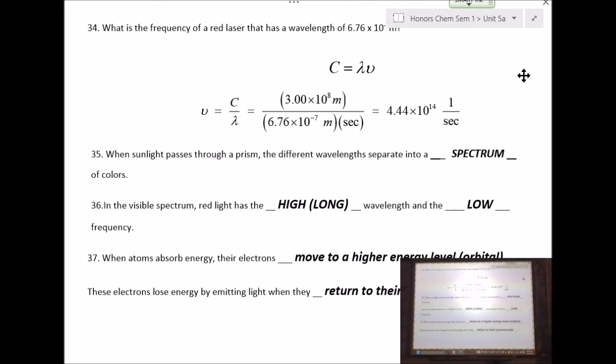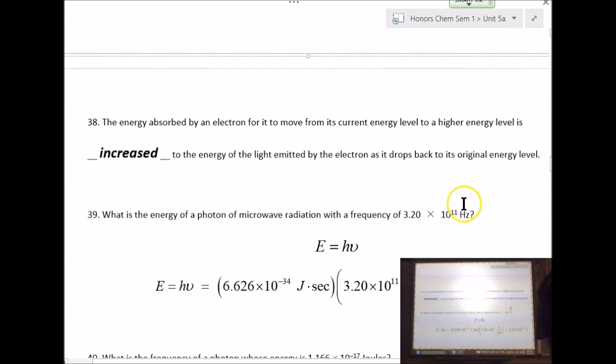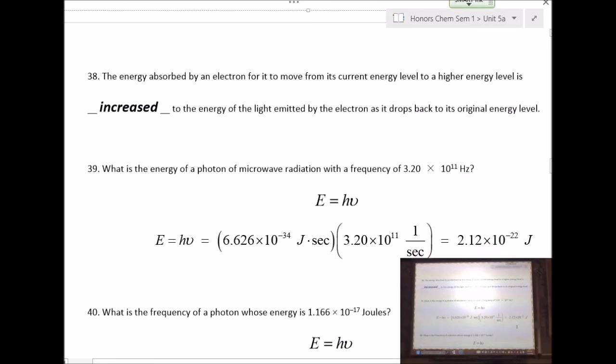37. When atoms absorb energy, their electrons move to a higher energy level, or orbital. These electrons lose energy by emitting light when they return to their ground state. So far, so good. The energy absorbed by an electron for it to move from its current energy level to the higher energy level is equal to the energy of the light emitted by the electron as it drops back. So the energy and the photon have equal energy.